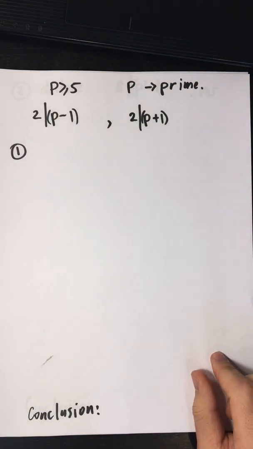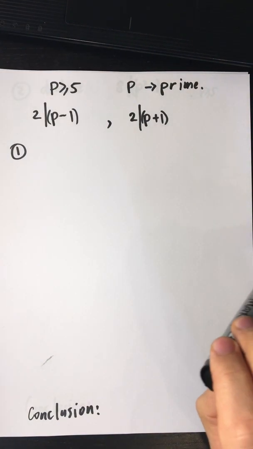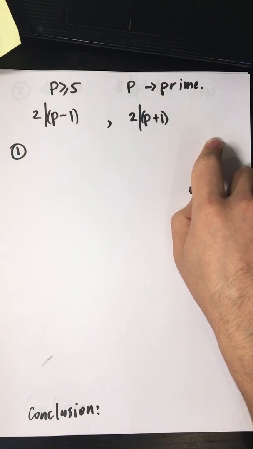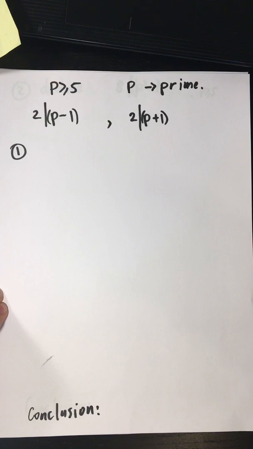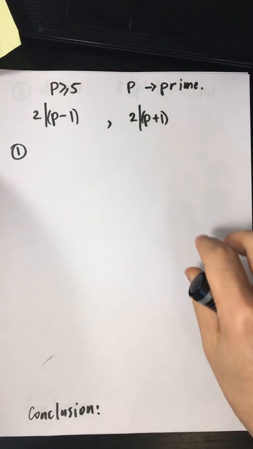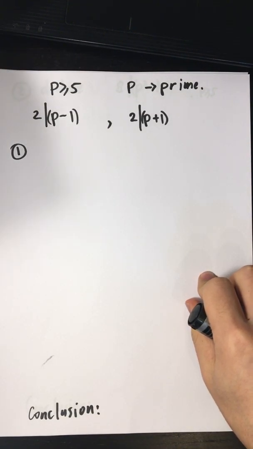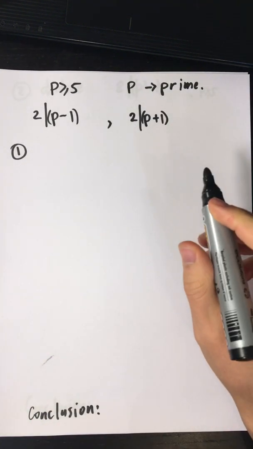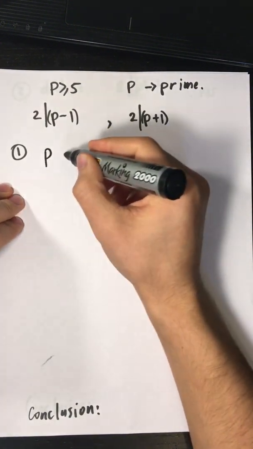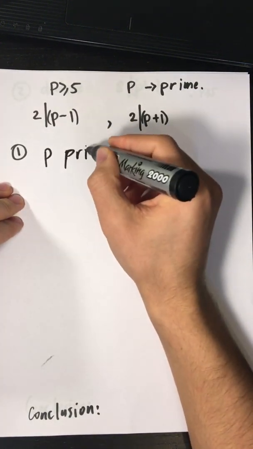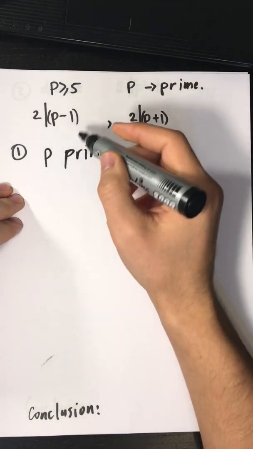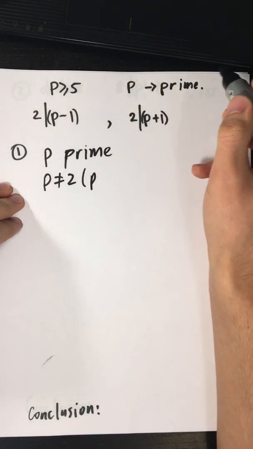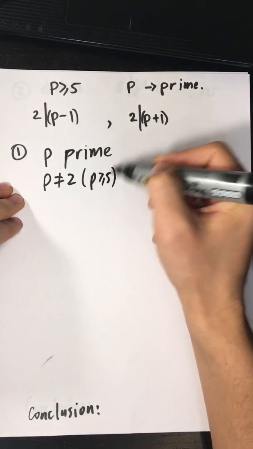Next, the first problem. In the first problem, we have p a prime number, and we need to prove that 2 divides p minus 1 and 2 divides p plus 1. In this case, first you write, we know that p is prime. And we also know that p is not equal to 2. Why? Because it's given here, p is more than or equal to 5.